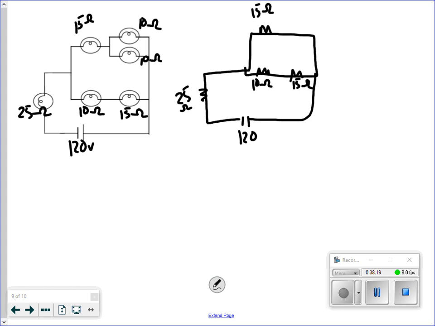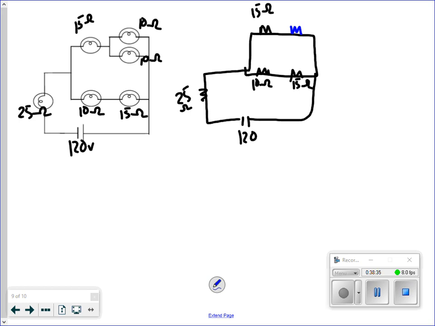15 ohms. Okay, what I'm going to do is take these two 10 ohm resistors and say, well, if that is a single resistor, what is the value of that resistor? Like which single resistor can I replace these other two with?